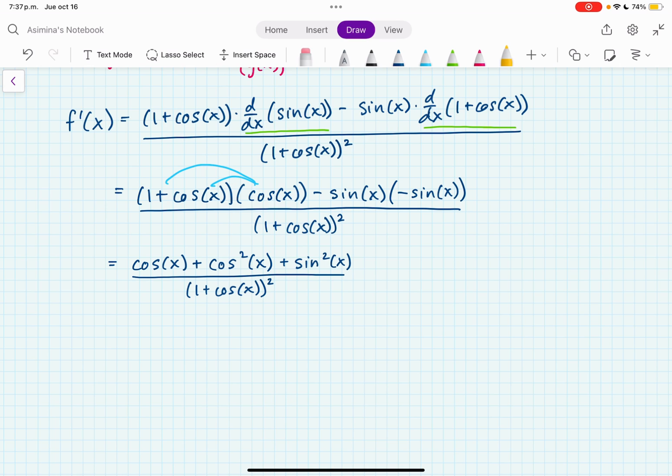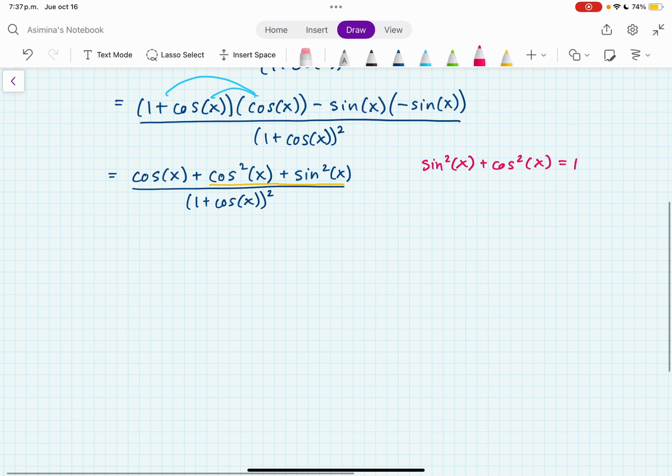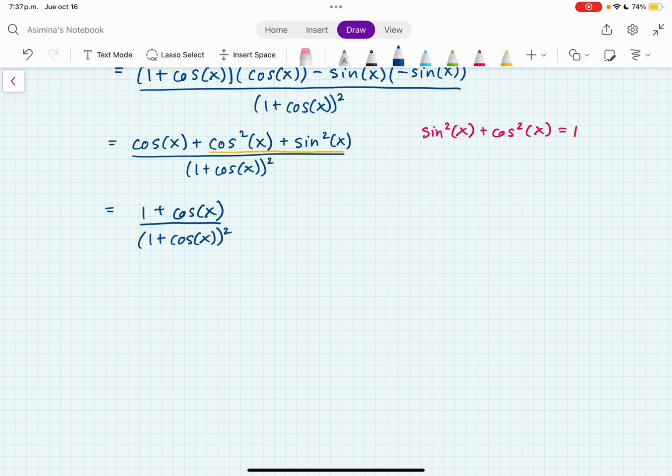So notice here we have cosine squared plus sine squared. Now recall that sine squared x plus cosine squared x equals 1. This is one of our trig identities. So I can rewrite the numerator as 1 plus cosine of x. And now we have 1 plus cosine of x squared in the denominator. So we can cancel one of these out with one of these. So I'm left with 1 over 1 plus cosine of x. And that is our final answer.